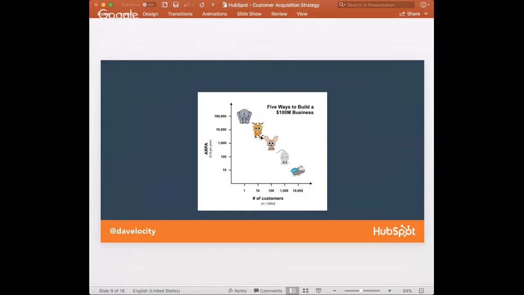Or are you hunting deer, which is smaller than an elephant, but a little easier to hunt, and there's more of them. But you can't be fed for as long as with an elephant, so you're going to need to capture more deer. And this analogy trickles all the way down to flies, where you can capture them in a big swath, but you have to capture a lot of them in order to feed yourself. So it allows you to categorize where your business might be.